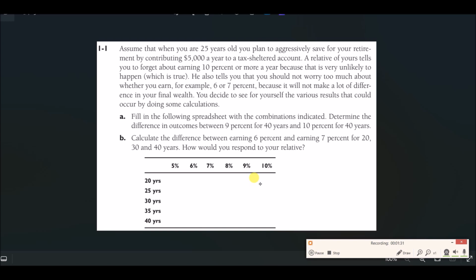So we have to complete this table. This is a kind of annuity because you are contributing $5,000 every year. For example, if we take the first row, the time period is fixed, which is 20 years, and the interest rate is 5%. So it becomes an annuity with 20 years, 5% interest rate, and an annual installment payment of $5,000.